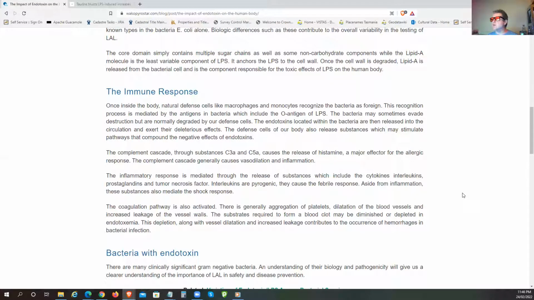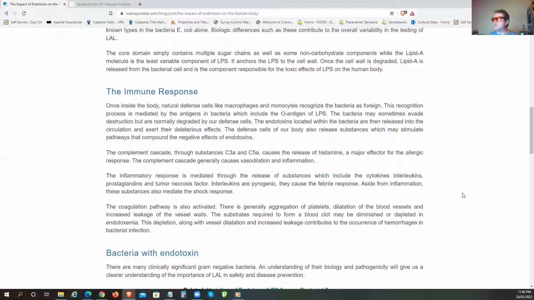Anyway, let's move on. Complement cascades through substances C3a and C5a cause the release of histamine, a major effect of the allergic response. The cascade generates vasodilation and inflammation.